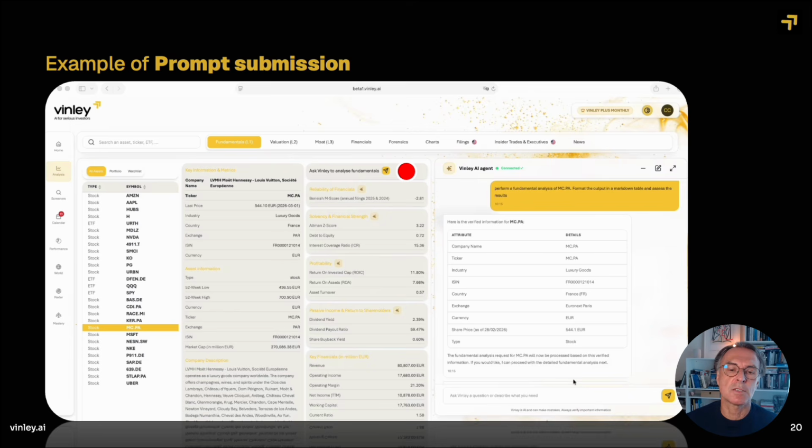How does Vinley assess those fundamentals? I just have to click on this arrow. This is a prompt submission icon, and you don't have to write anything. It writes it for you. It says: perform a fundamental analysis of MC.PA, which is the ticker I've selected here. The prompt has been pre-formatted by us, because that's our knowledge from having done prompt engineering courses. We are setting explicit expectations towards Vinley's AI agent. We are saying: perform a fundamental analysis of the ticker, format the output in a markdown table and assess the results. That's the pre-programmed prompt that we are sending to Vinley.